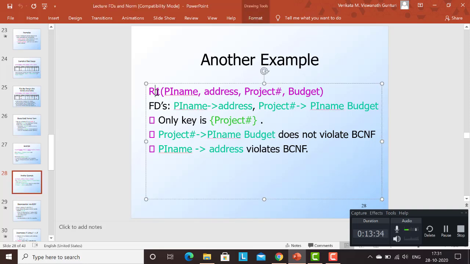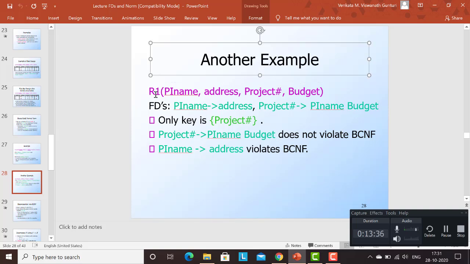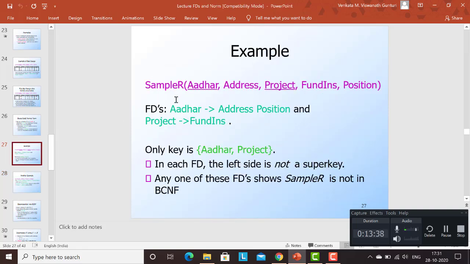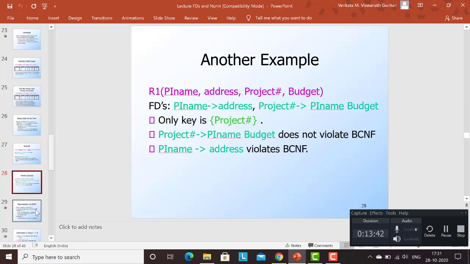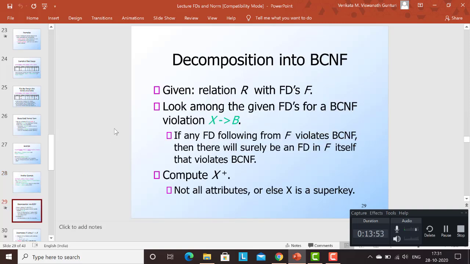Nevertheless, R1 is also deemed as not in BCNF, and similarly sample R was never in BCNF to start with. Okay. So this is just an illustration to show you how to catch the BCNF violations. Now let's say you have the BCNF violation. Now how do you decompose it such that you get a resulting schema which is in BCNF?